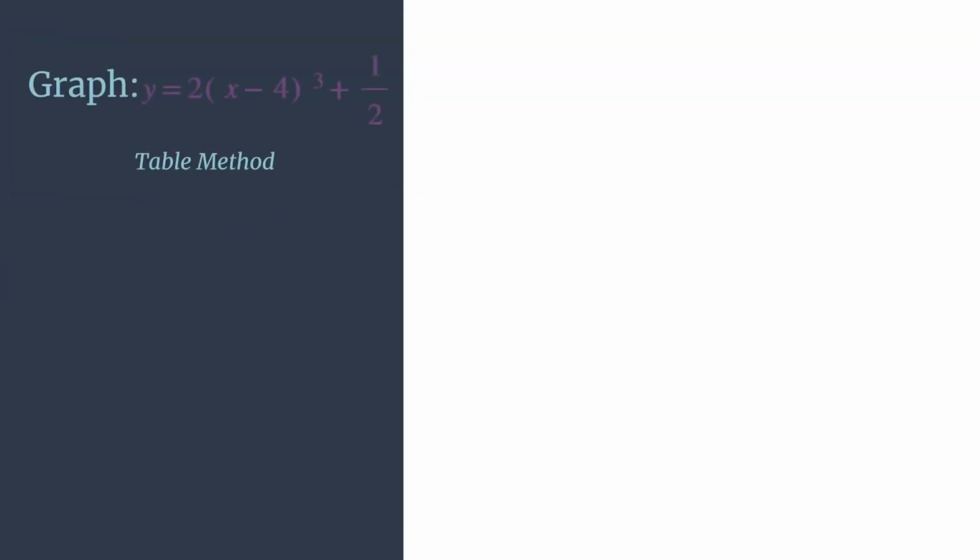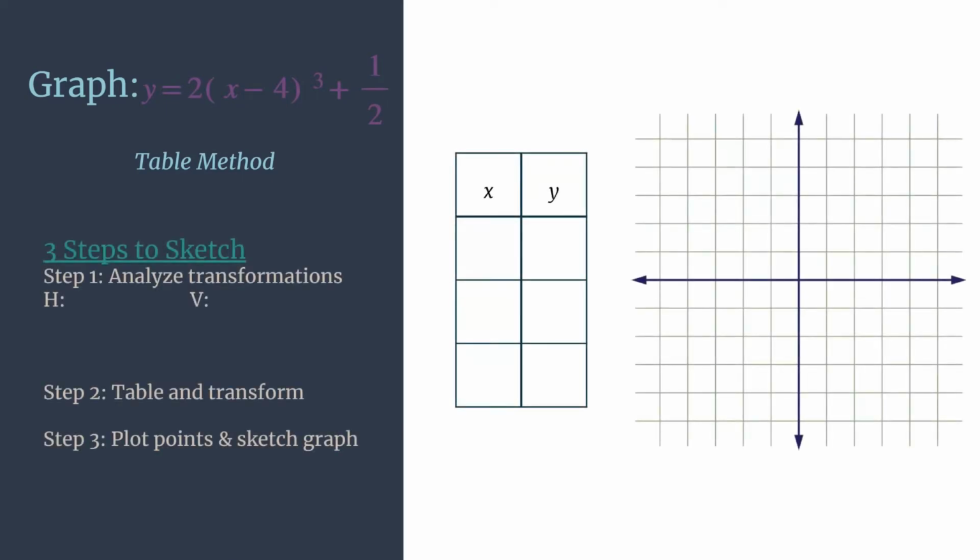So here's a reminder of our equation and method, and then our outline with our table and our grid. So we are transforming our parent function y equals x cubed. And that's our vertical snake. That's what we like to nickname this one. All right, so we can jump in.